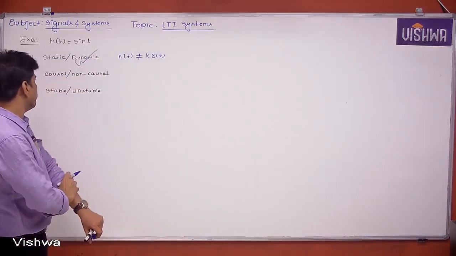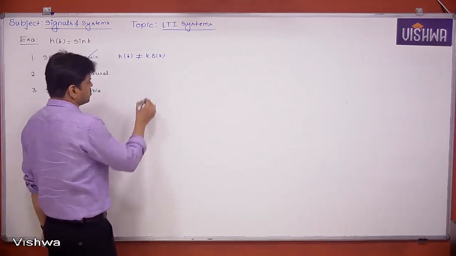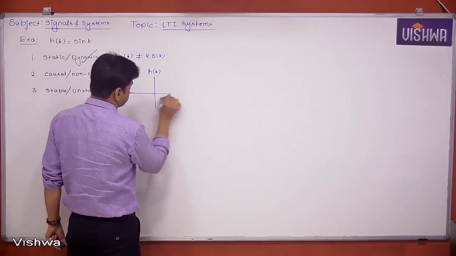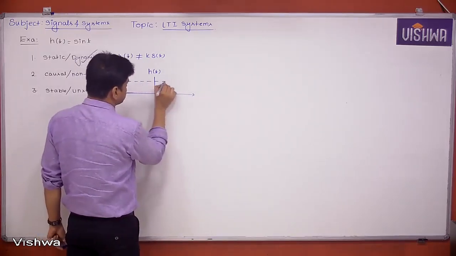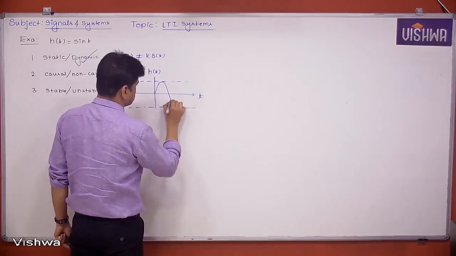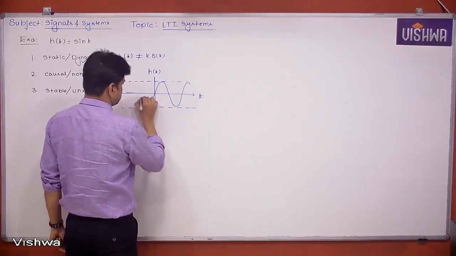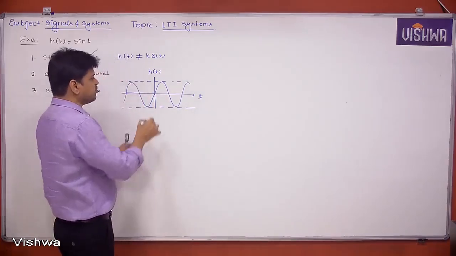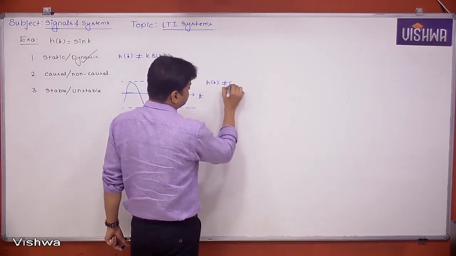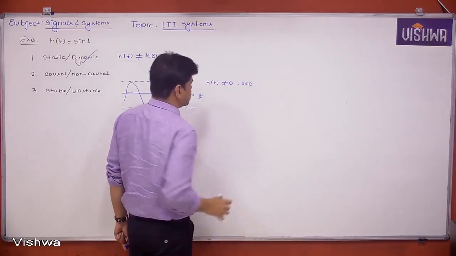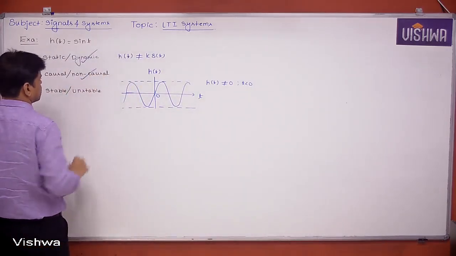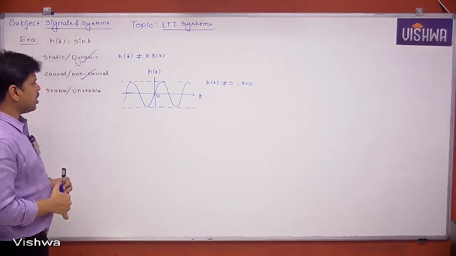Next, whether it is a causal system or non-causal system. If you take h of t, how does it look? Which is existing from minus infinity to plus infinity. If it is existing for negative values of time, that means h of t is not equal to 0 for t less than 0, then the system is non-causal. Next, is it stable or unstable?